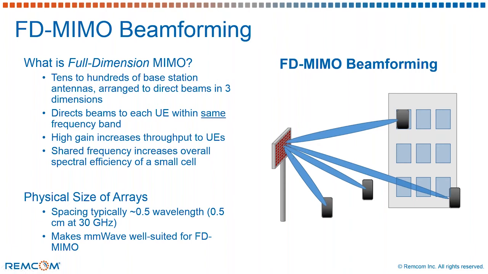But the fact that it's generating these beams in the same frequency band simultaneously also allows it to increase its spectral efficiency dramatically by transmitting to perhaps 8 or 10 UEs at the same time. When we talk about this in combination with millimeter wave, one of the great advantages is that an array is typically spread out with the antennas on the order of a half a wavelength. At higher frequencies, millimeter waves such as 30 gigahertz, half a wavelength is only about half a centimeter. And so you can create what would be considered a very large array in a very small footprint that could even fit on top of a lamppost or in another type of small cell configuration. This makes millimeter wave well suited for FD-MIMO.